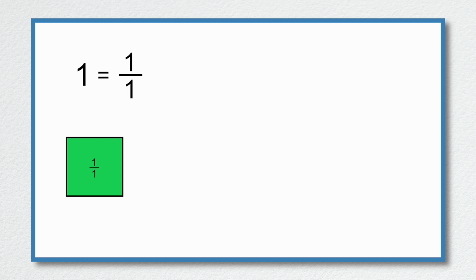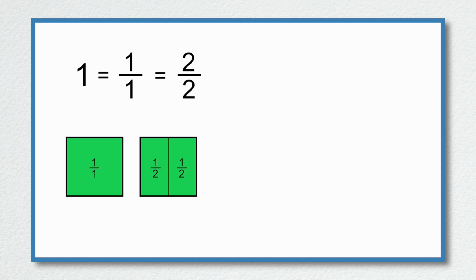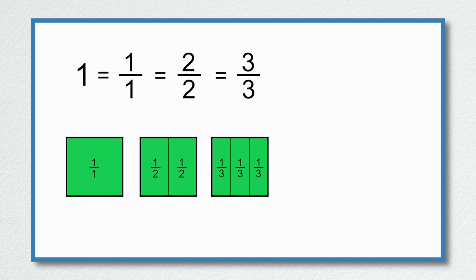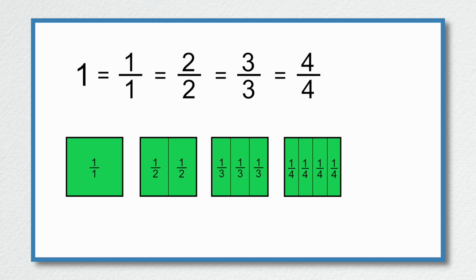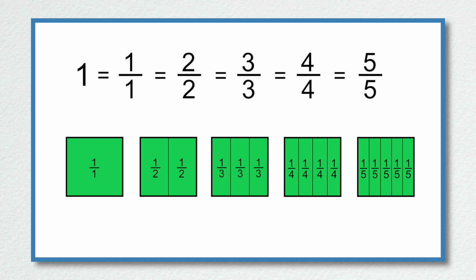If we take, for example, 1, well, if we were to write this as a fraction, we could write it as 1 over 1. If we wanted to write it in terms of halves, we could write this as 2 over 2, or 3 over 3, or 4 over 4, 5 over 5, and so on.